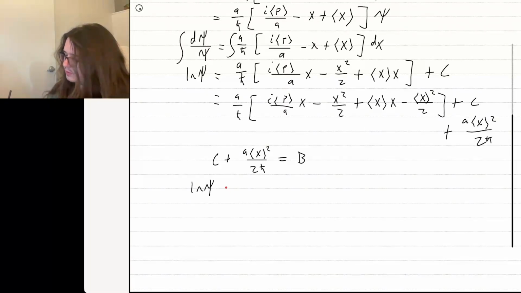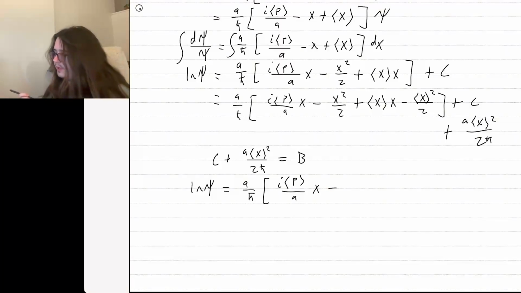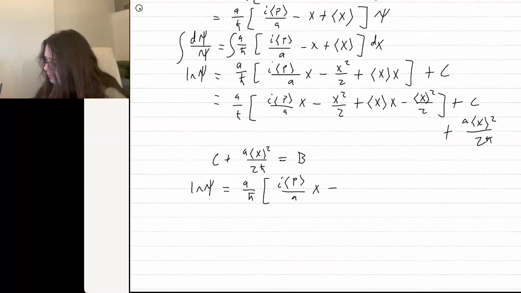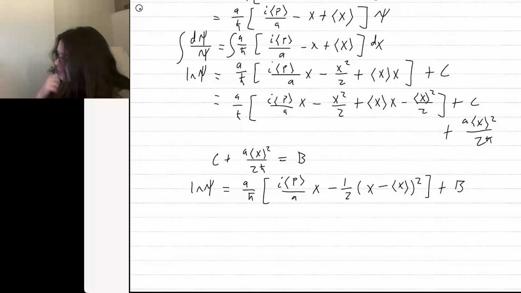So no longer a differential equation, our equation now reads natural log of psi equals A over h bar i expectation value of p over A x minus, and then I'm going to go ahead and collect this into one half of x minus expectation value of x squared, and then plus b on the outside. Right? Yeah. Okay.